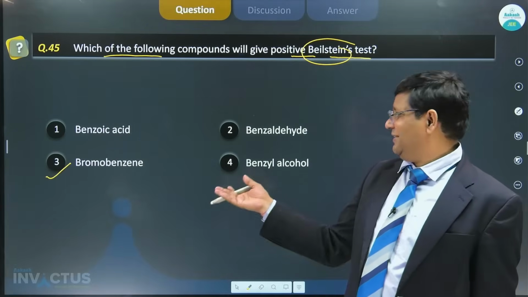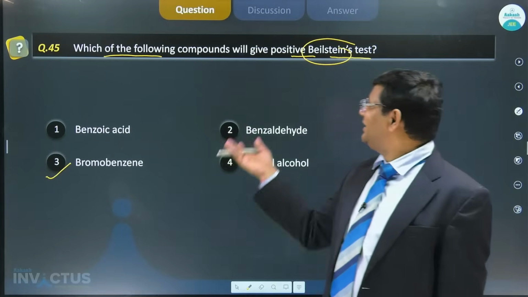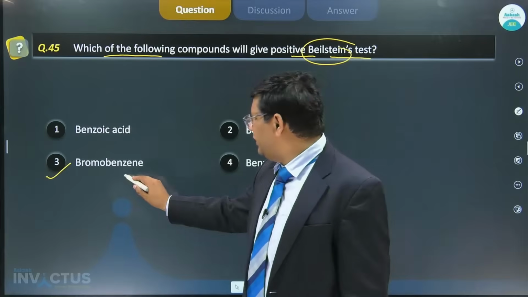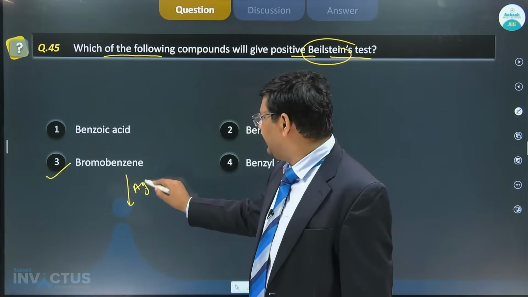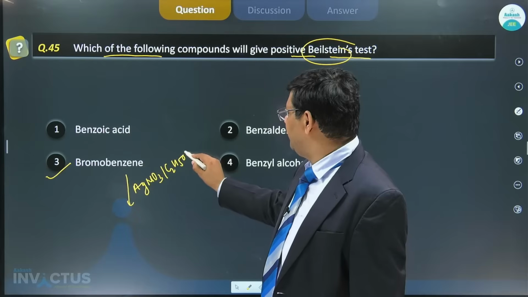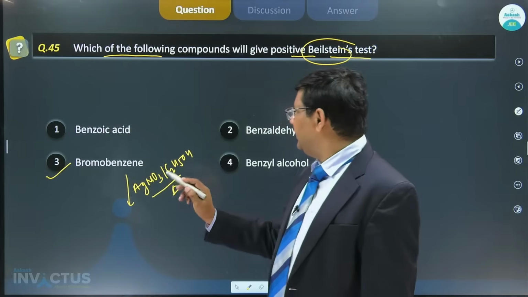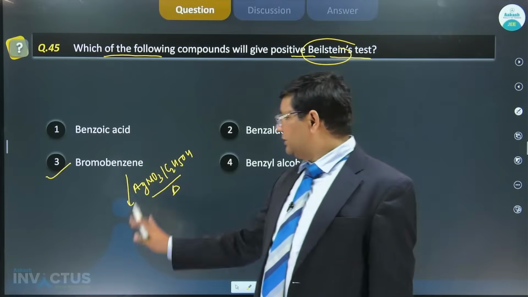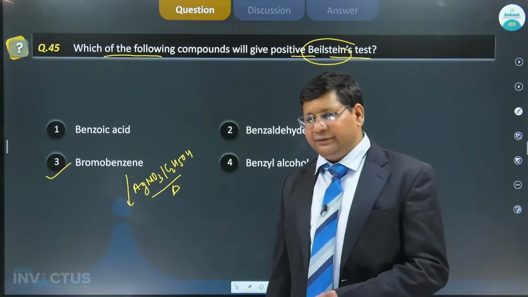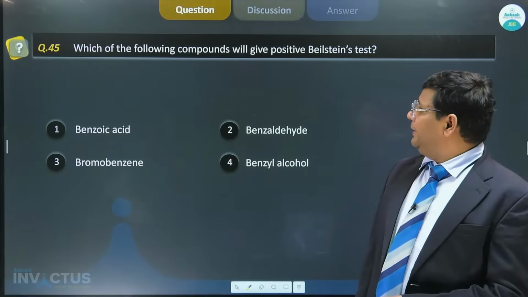So how simple is it? Beilstein test is for halide groups. Here the reagent generally we use is silver nitrate and ethanol. Then we heat in a Bunsen flame. Then finally we get a precipitate of silver halide. Right? Next one.